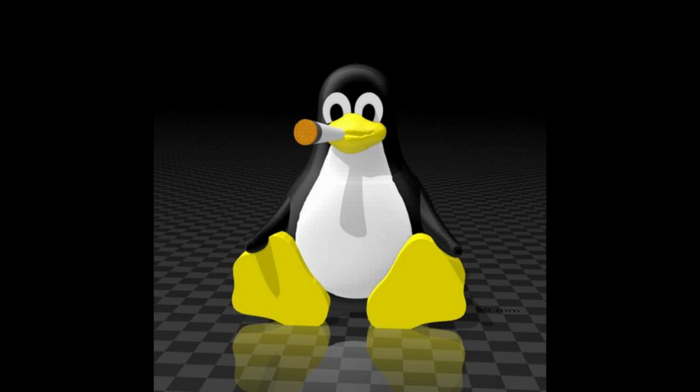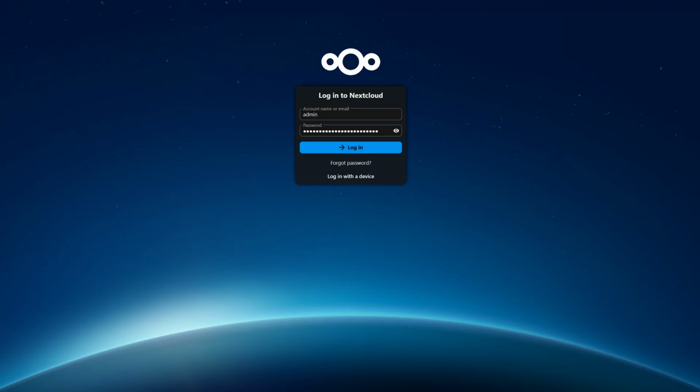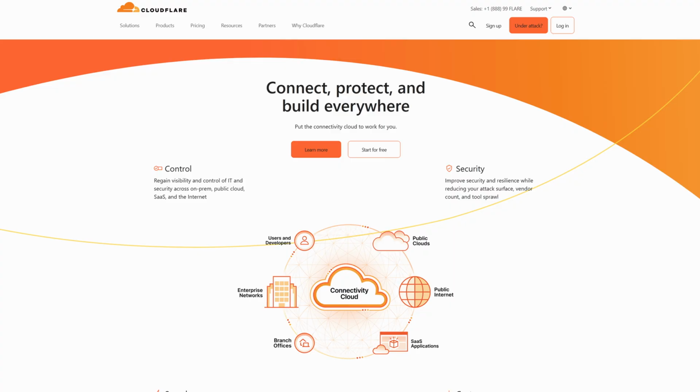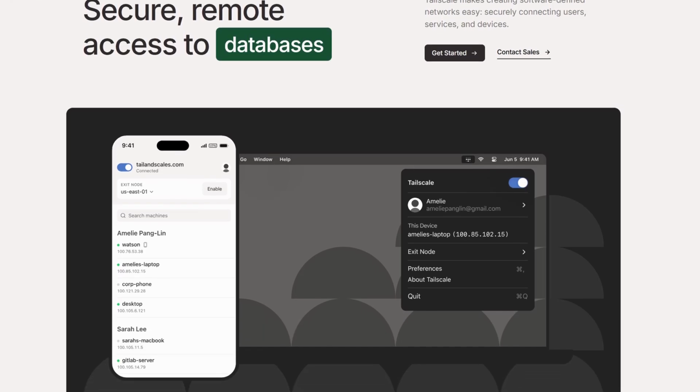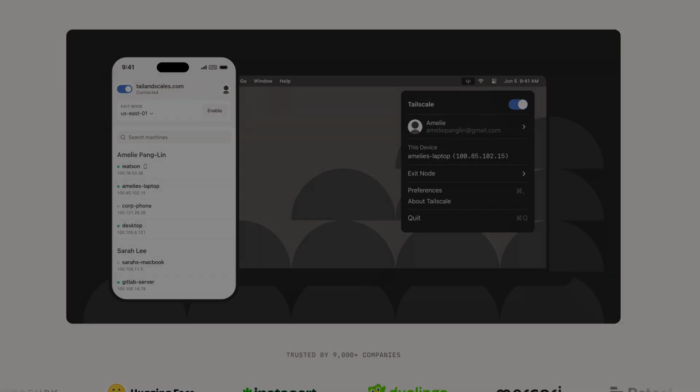I have some Linux virtual machines, a Nextcloud instance, Cloudflare DNS with proxy integration so I can access my server from the internet, and I'm running Tailscale so I can create a secure VPN tunnel into my home network from anywhere. So I think that about does it. Really happy with the way this all turned out.